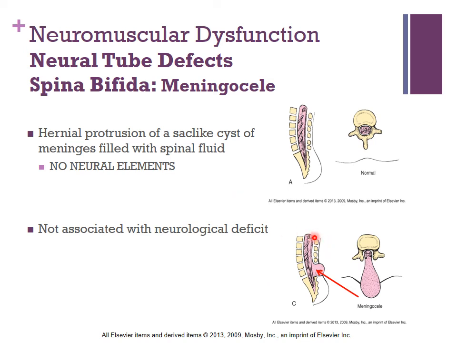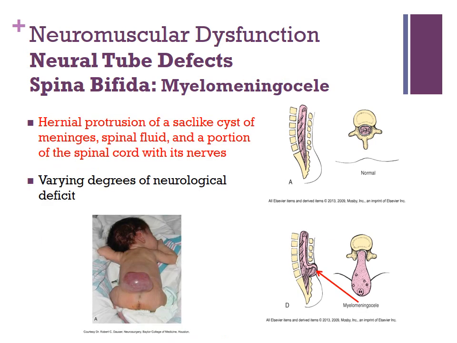Because if you remember, the pia mater, dura mater, arachnoid mater, all that actually goes down the spinal column. So meninges can be affected in the spinal column as well. All right, so no neural elements, just meninges filled with spinal fluid and the sac-like cyst. So there's no neurologic deficit.